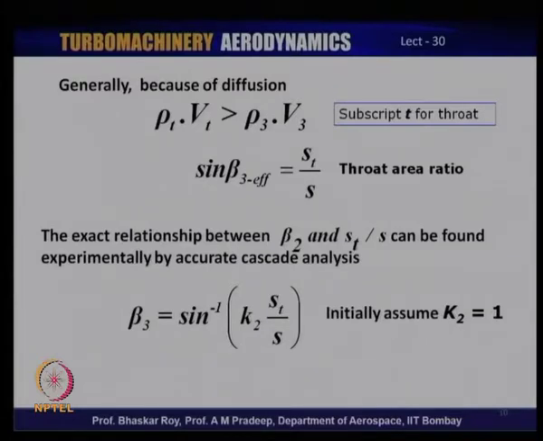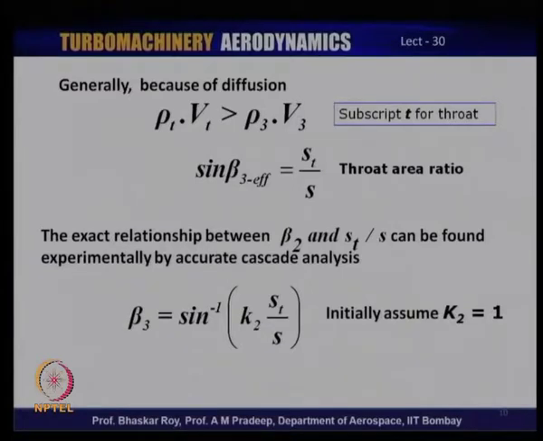Sin beta 3 effective, the effective flow angle, can also be found out from the throat area of either the rotor or the stator. Definitely you have to find it at the stator, in which case it will be called sin beta 2 effective, and that is the ratio of the throat dimension to the pitch, or the spacing, of the rotor or stator blades. Now, as I mentioned, this may have to be done definitely at the stator exit. Sometimes in modern turbines, you may have to do it again at the rotor exit.